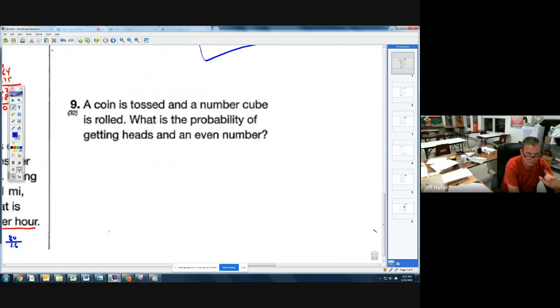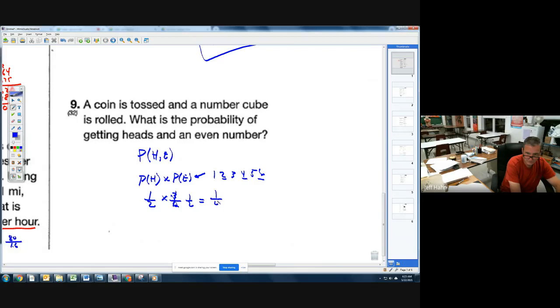Problem number 9, a coin is tossed and a number cube is rolled. What's the probability of getting both a heads and an even number? If you're looking for the probability of 2 events happening together, it's their probabilities individually multiplied together. My probability of getting a head is 1/2. If you roll a die, you can get a 1, 2, 3, 4, 5, or 6. 2, 4, and 6 are even numbers, so 3 out of 6 times you get an even number, which is the same as 1/2. You multiply those 2 together, you get 1/4.